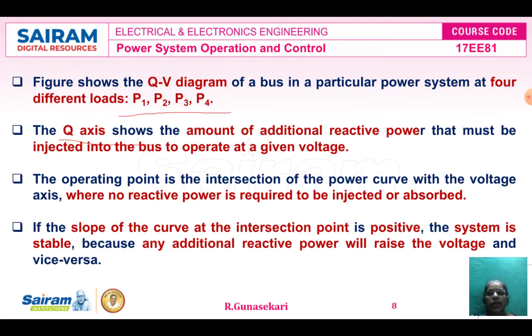Now you see, if the slope of the curve at the intersection point is positive, it means the system is stable. That means any additional reactive power will raise the voltage. Suppose the slope at the intersection point is negative, it means the system is unstable. So the voltage decreases when additional reactive power is added.